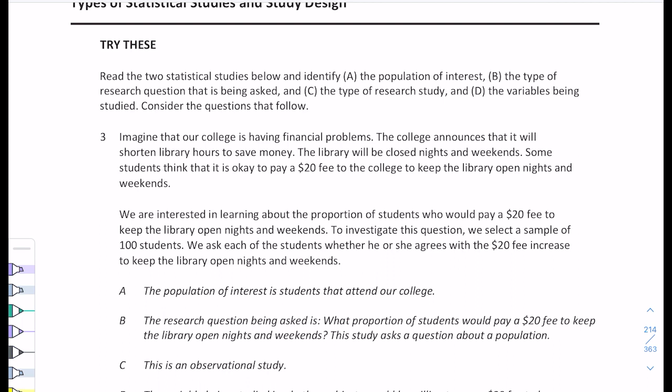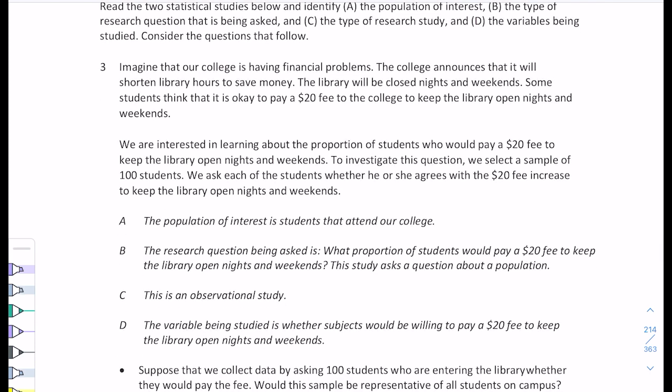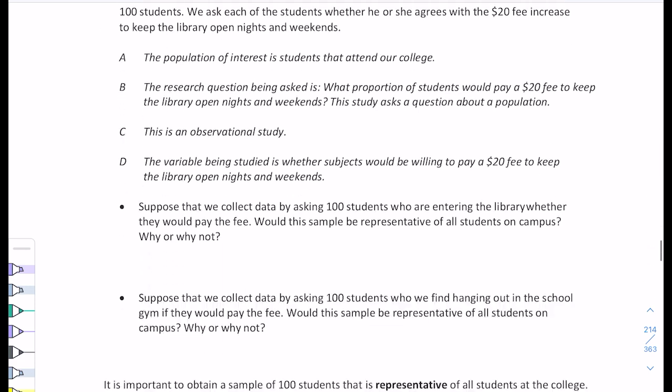The research question being asked is what proportion of students would pay the $20 fee to keep the library open nights and weekends? And the study asks a question about a population. So this is an observational study. The variable that's being studied is whether subjects would be willing to pay a $20 fee to keep the library open nights and weekends. So, think of this as what is being changed. Either you can agree that you would pay the $20 fee or you would not agree that that's a good idea.